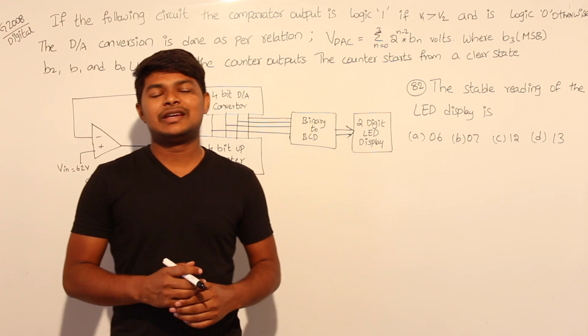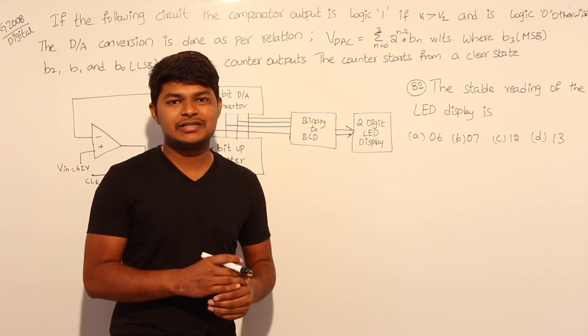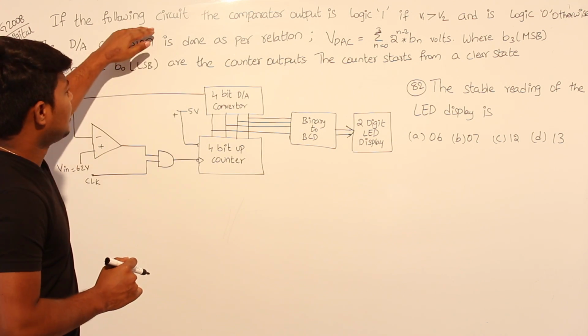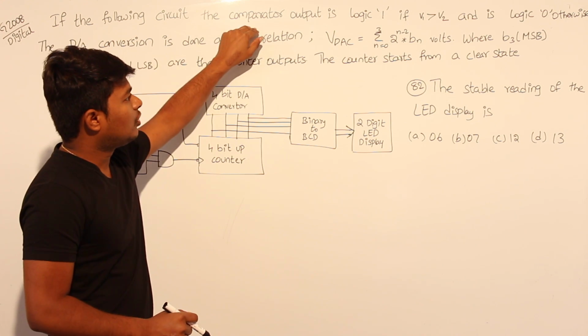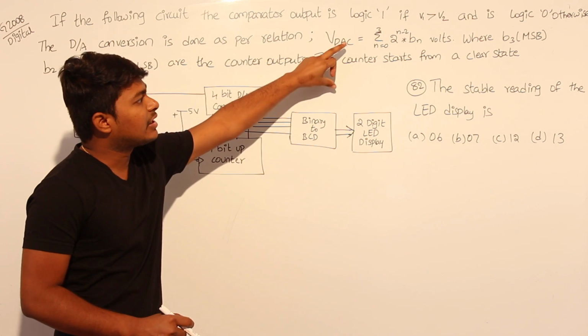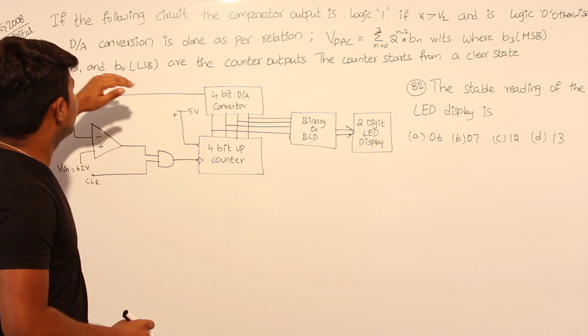This question is given in GATE 2008 in the subject digital. Okay, now see this question. In the following circuit, the comparator output is logic 1 if V1 greater than V2 and is logic 0 otherwise.